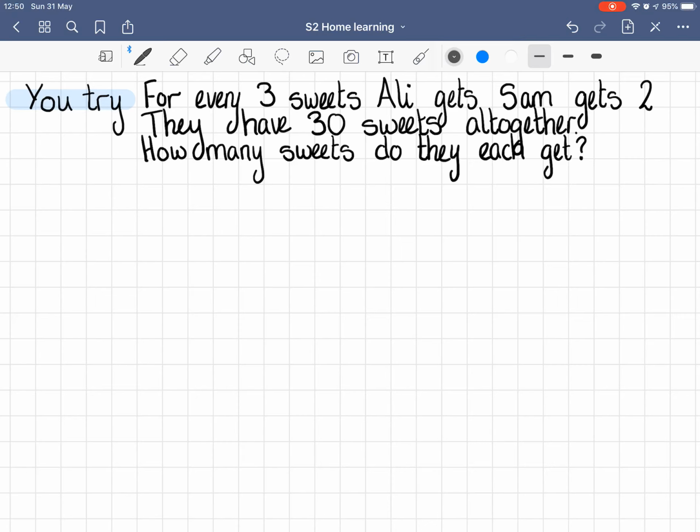Now you try this example. Pause the video. So, in this question, for every 3 sweets Ali gets, Sam gets 2. That means we have a ratio 3:2. So my bar model to represent this, there's 3 parts for Ali, and there's 2 parts for Sam.